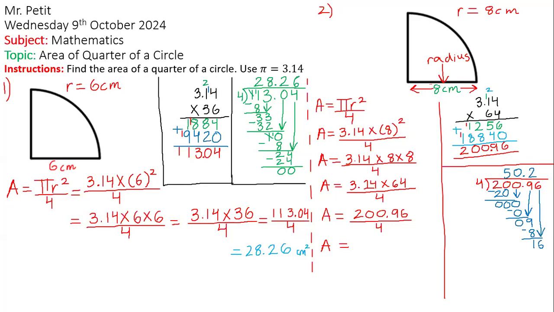Very good. How many times does 4 go into 16? 4 times. 4 times 4 is 16. We do 16 minus 16, which is 0. Does that make sense?